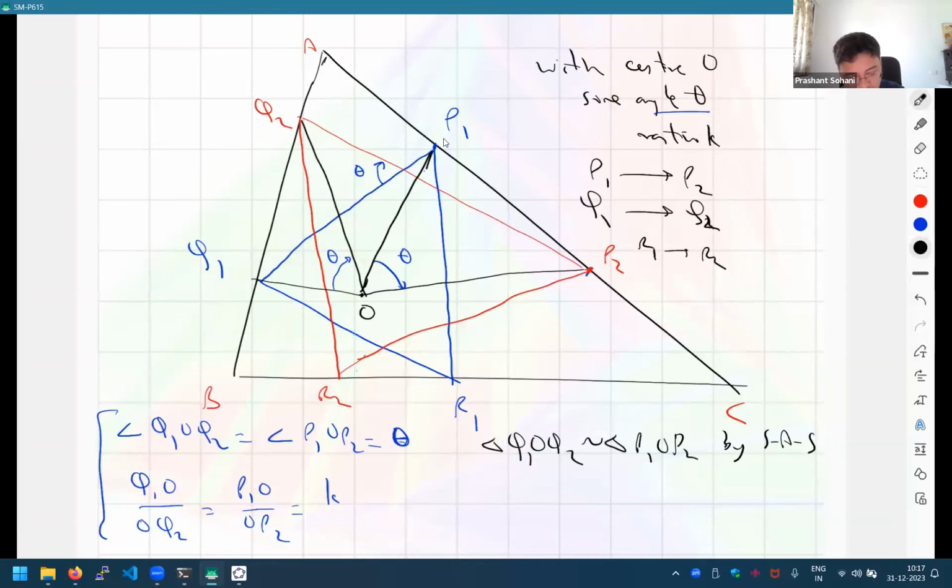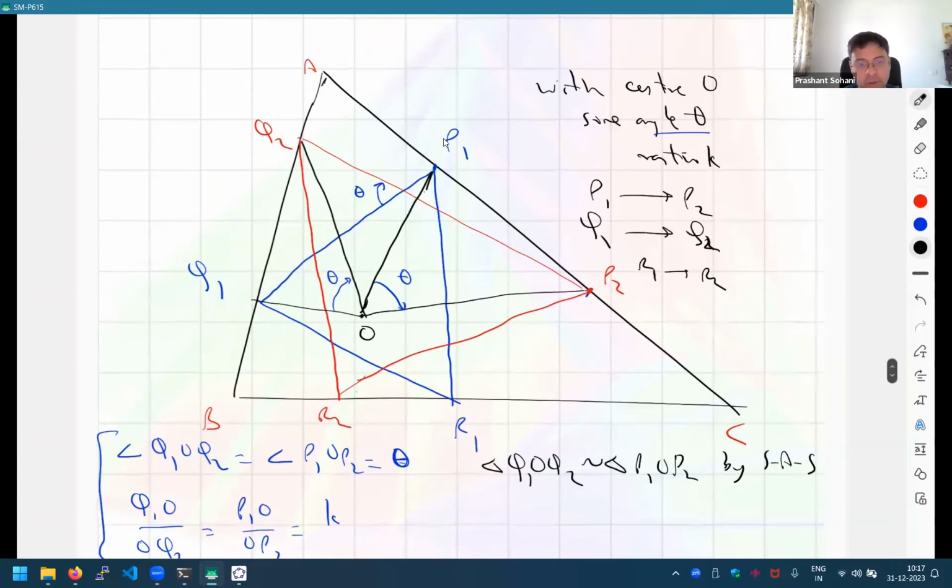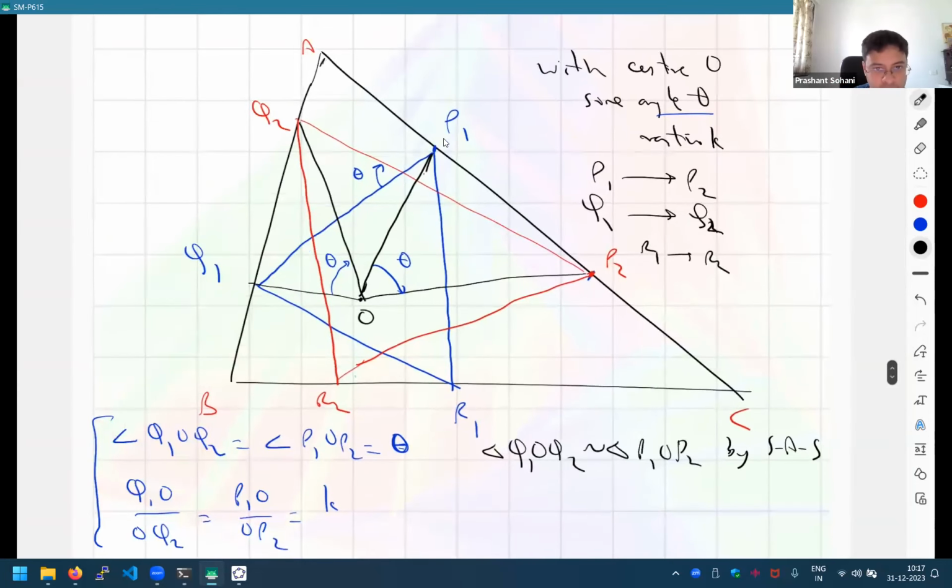The same thing will happen to R1OR2 also. There is nothing special about P and Q. The same analysis can be done on the third side also, but for now we are focusing on P and Q. Any other triangles which are also similar? This is an important observation: whenever you have one pair of similar triangles, you always have one more pair of similar triangles. So what is the other pair of similar triangles?